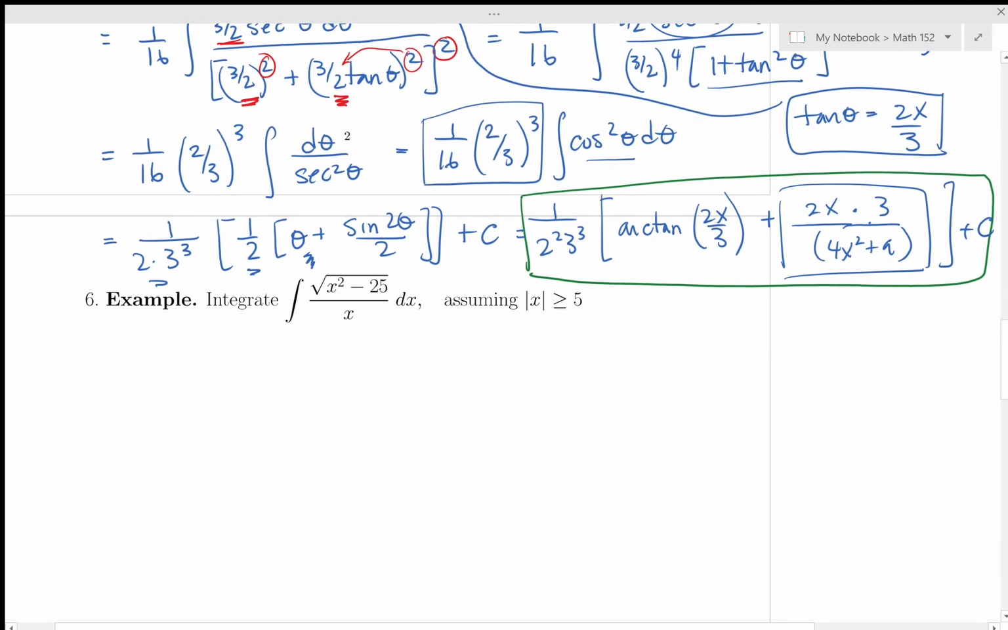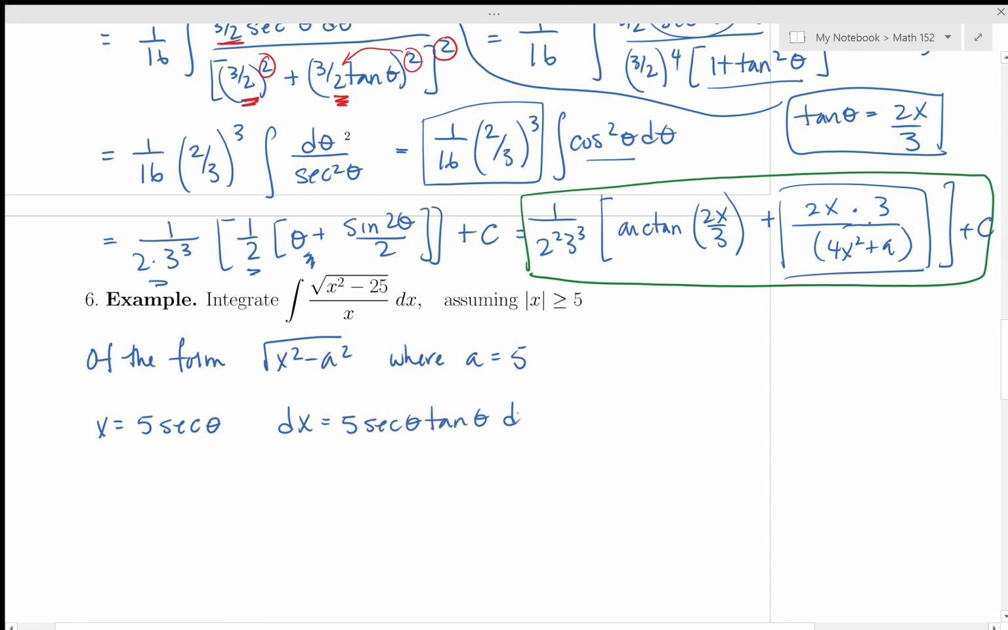Okay, so I'm looking at this one. I see that it is of the form square root of x squared minus a squared, where a is equal to 5. There's no coefficient in front of the x, so I'm going to make the substitution x equals 5 secant theta. And that will mean that dx is equal to 5 secant theta tan theta d theta.